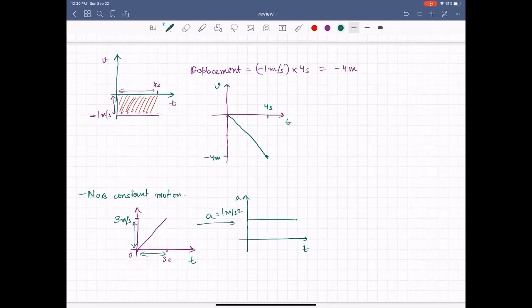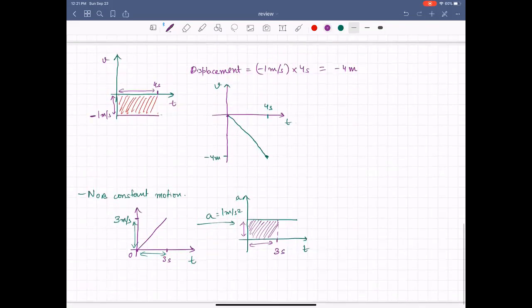And I can do the reverse as well. That is, if I was given an acceleration time graph and I wanted to find what the velocity time graph looks like, then again, it's nothing but the area. So maybe after 3 seconds, I wanted to find what the velocity is. Then this length is 3 seconds, this length is 1 meter per second squared. So after 3 seconds, I know that the velocity is 3 meters per second.